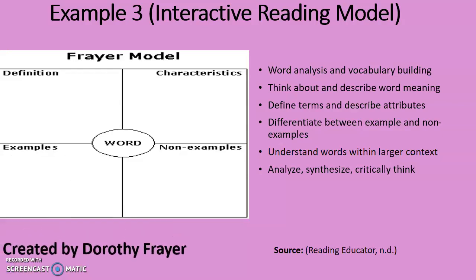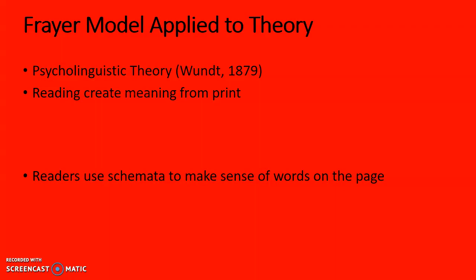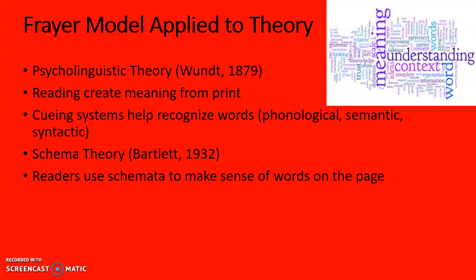This was created by Dorothy Frayer. It's a great graphic organizer. When we look at the Frayer model applied to theory, we're looking at the psycholinguistic theory, how language takes place, how reading creates meaning from print. We're looking at cueing systems that help recognize words. I think of Goodman there. Schema theory, Bartlett: readers are using schemata to make sense of words on a page.